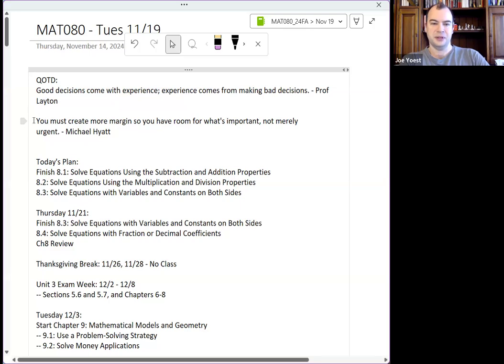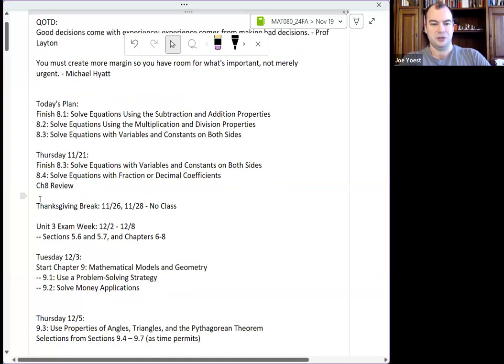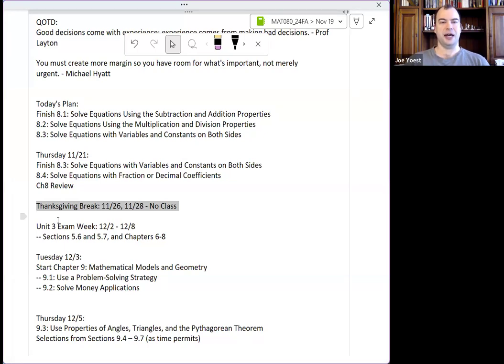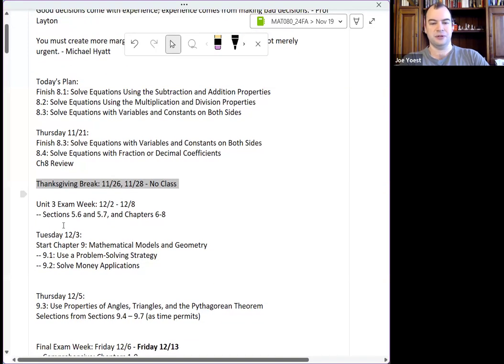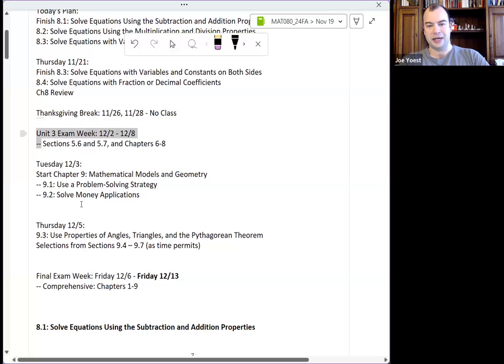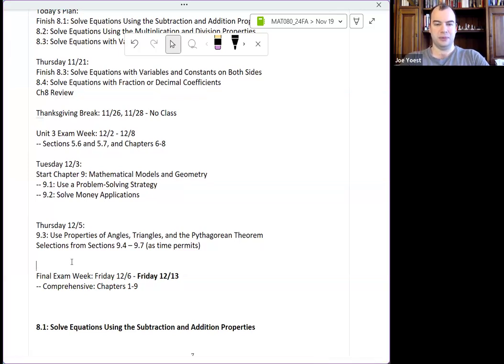And just another note on margin, you must create margin so that you have room for what's important, not merely urgent. So I know that it's super tempting to take Thanksgiving break completely off and do nothing during Thanksgiving break, especially for a 2-day week class. That's almost like a week and a half break. So there's a week and a half where you're not doing, say, for instance, any math at all or anything for a lot of your classes. And then you come back and you have 1 week to basically pick up all that momentum again before finals week. Thanksgiving is very late this year. It's as late as it can possibly be.